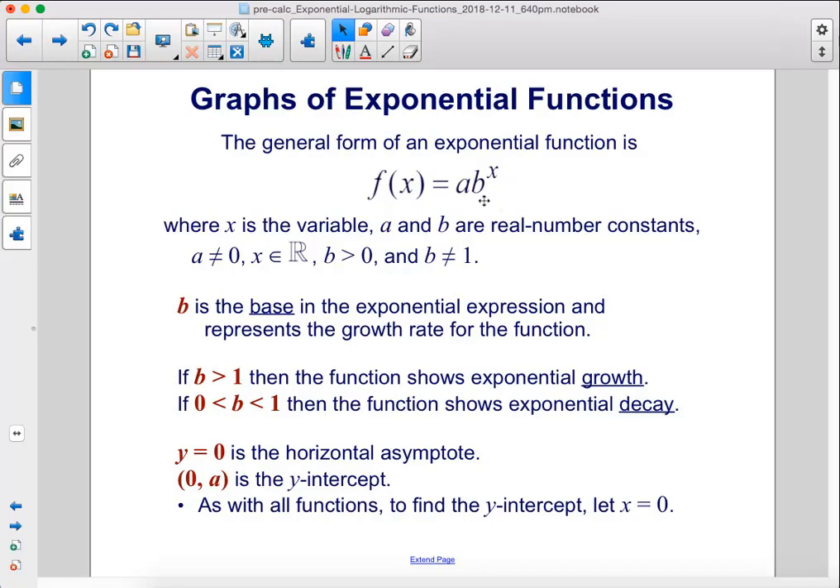b is the base in the exponential expression and represents the growth rate for the function. If b is greater than 1, then the function shows exponential growth. If b is between 0 and 1, then the function shows exponential decay. y equals 0 is the horizontal asymptote, and (0, a) is the y-intercept. As with all functions, to find the y-intercept, let x equal 0.